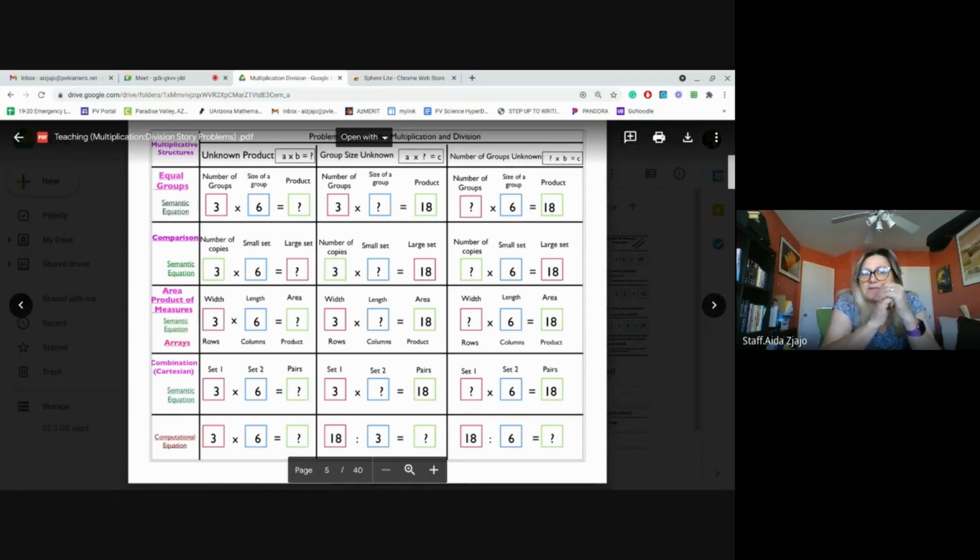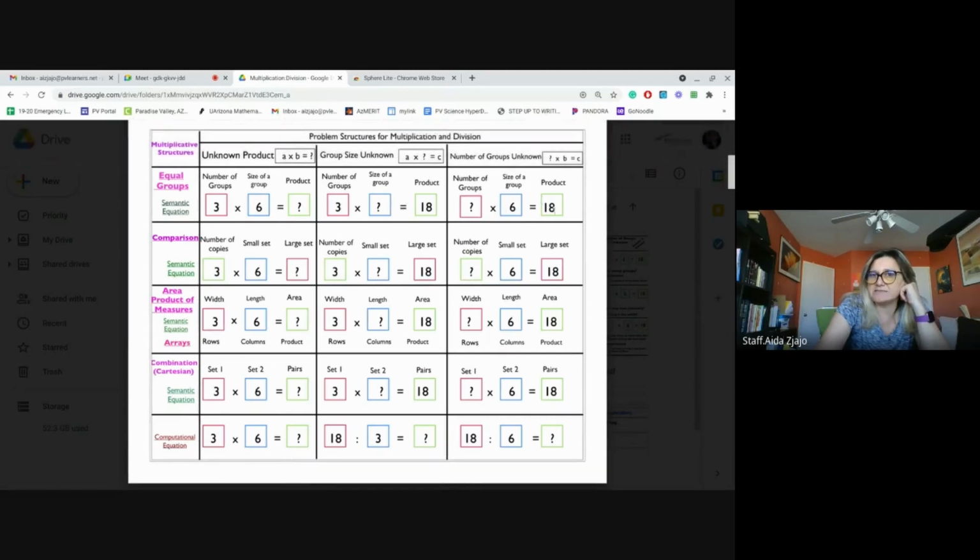Another multiplicative equal groups structure is when we don't know the size of a group. So we know the semantic equation can be written as number of groups known, and then unknown is size of a group, and we know the total or product. In this case, the calculational equation is division, while the semantic equation represents size of a group unknown.